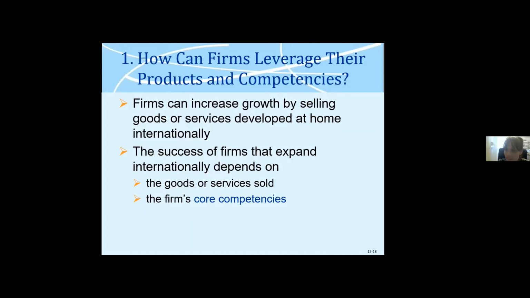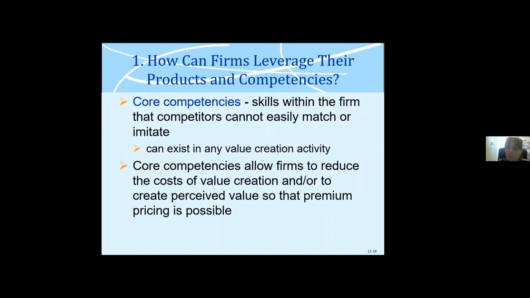The success of many multinational companies that expand in this way is based not just upon the goods or services that they sell in foreign nations, but also on their core competencies that underlie the development and marketing of those goods or services. The term core competencies refers to the skills that are embedded in the firm that competitors cannot easily match or imitate. And these skills may exist in every one of the firm's value creation activities: production, R&D, human resource, logistics, general management, and so on.